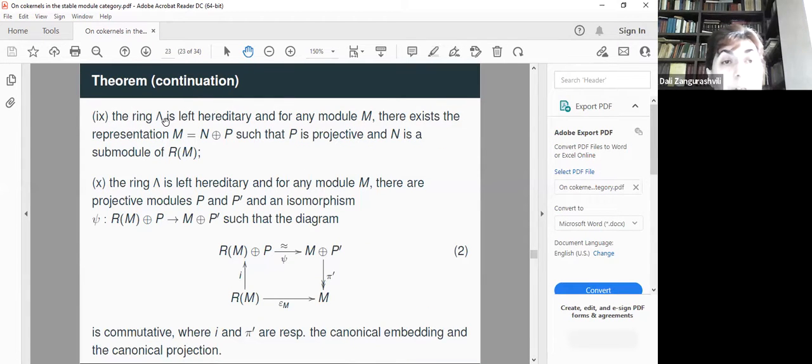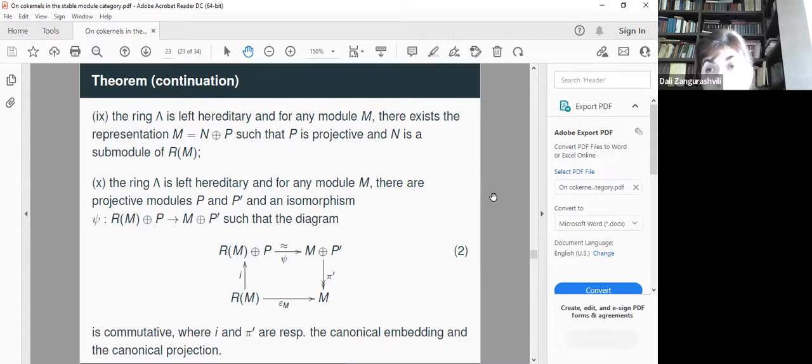The ninth condition asserts that the ring is left hereditary and for any module M there exists a representation in the form of the direct sum of N and P for some projective module P, where N is a submodule of RM. And the tenth condition asserts that the ring is left hereditary and for any module M there are projective modules P and P prime and an isomorphism from this direct sum to this direct sum, actually it's a direct product, such that this diagram is commutative, where i and pi prime are the corresponding canonical embedding and the canonical projection.